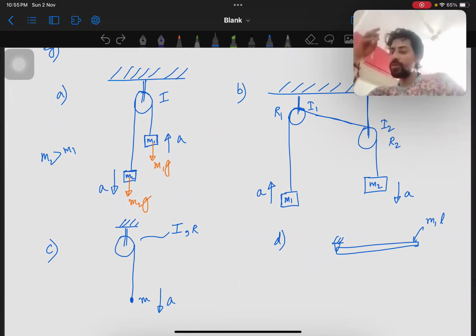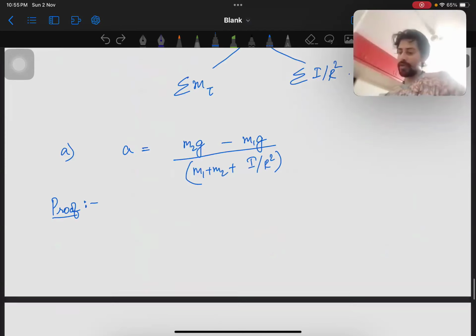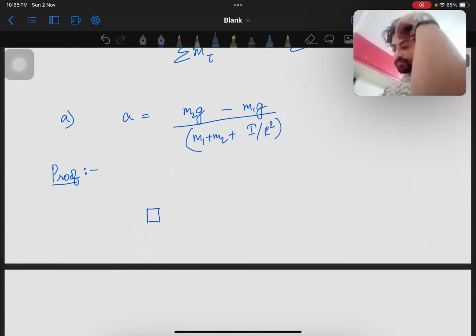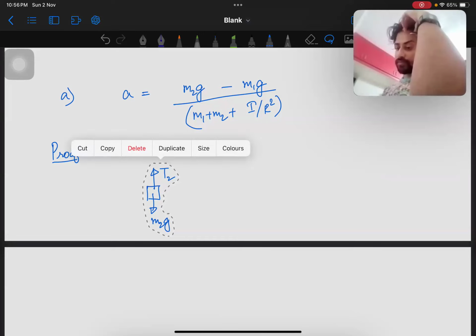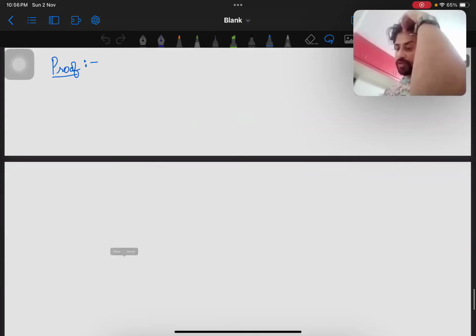So we'll write Newton's law on these three: F net equal to ma for the first block, F net equal to ma for the second block, torque equal to I alpha for the pulley. We'll also write one constraint for the pulley, because there is some relation between the angular acceleration and the linear acceleration. One more constraint is required. So on the block M2, what are the forces? This is your M2g, and this is the tension force, let's call that T2.